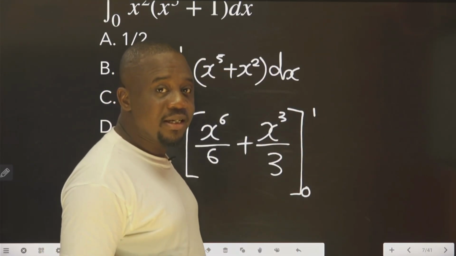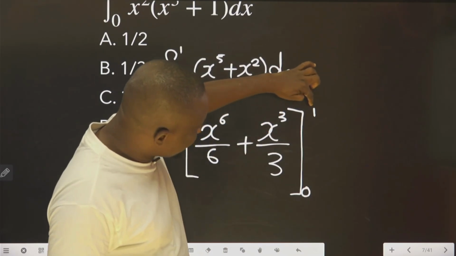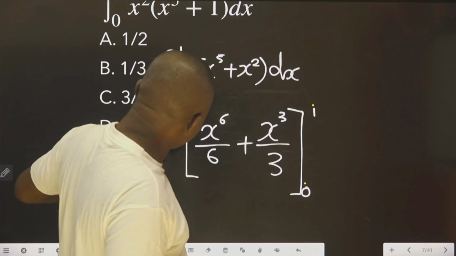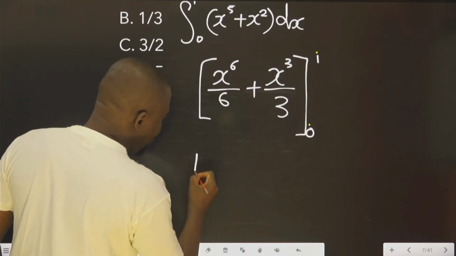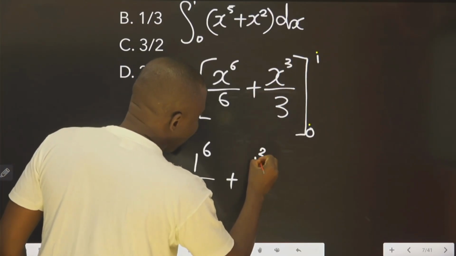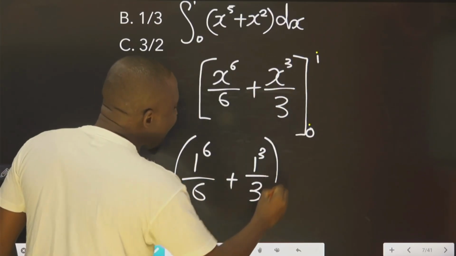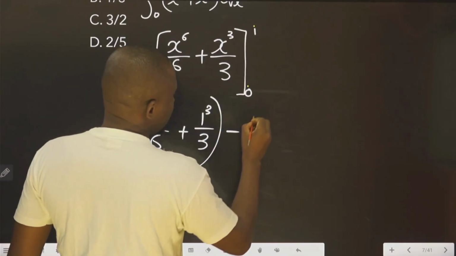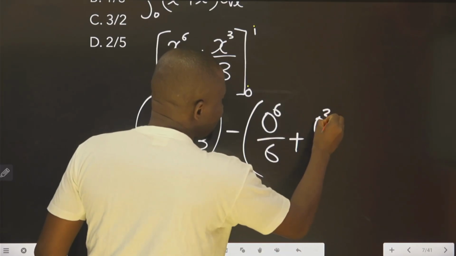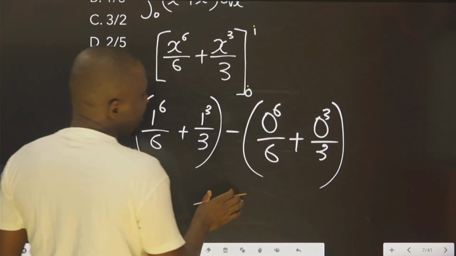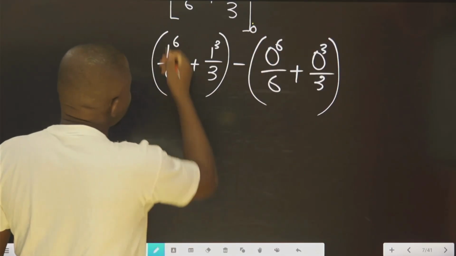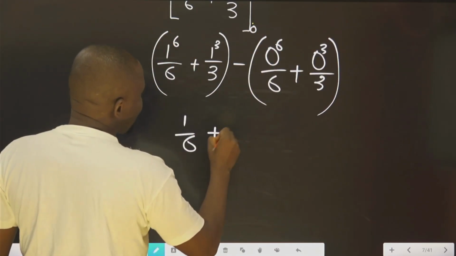I will simply come straight and put from 0 to 1. This simply means this when you substitute 1 minus this when you substitute 0. That is to say, in place of s, we're going to put 1, put 6 here, over 6. In place of s, we put 1, put 3 here, over 3, minus 0 to the power 6 over 6, 0 to the power 3 over 3. Okay? All we get from here is 0, so no need to waste your time there. This one is 1 over 6 plus 1 over 3.